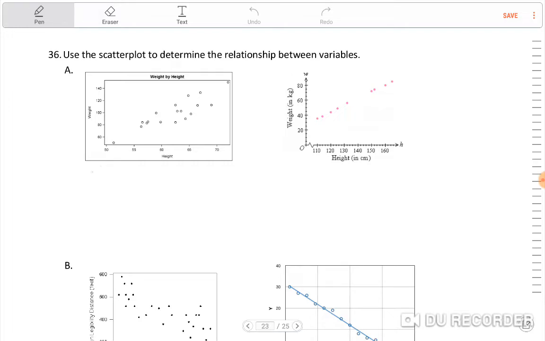So I would say these are both positive linear relations.